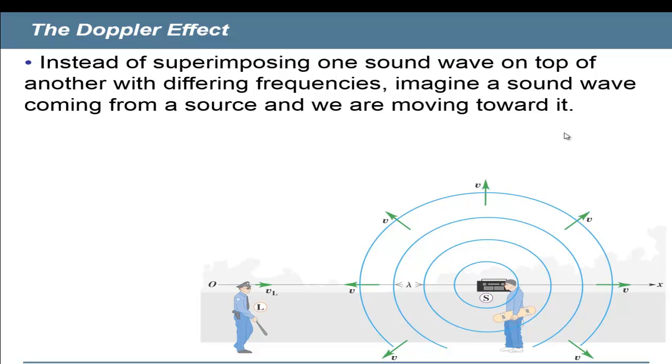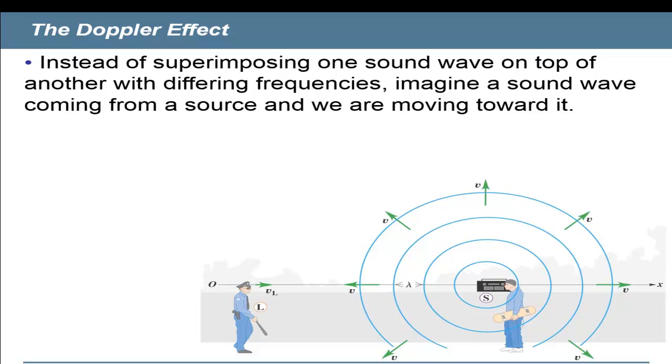So the last thing we'll talk about in this chapter is the Doppler effect. So instead of what we did with beats and the beat frequency, instead of superimposing one sound wave on top of another sound wave with different frequencies, let's say that we can change the frequency by having a sound wave coming from a source, and then we're moving towards it.